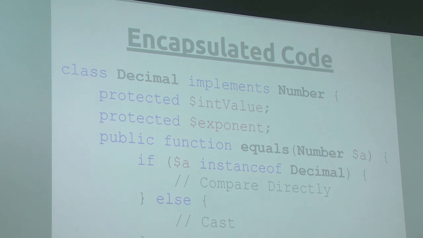The efficient way to do it is splitting up two values, where you have an integer value and then an exponent to tell you where that decimal point goes. Point being, when you want to compare equality, it's a heck of a lot easier if the decimal can do it for you instead of having to cast back and forth. So now, by encapsulating all of that behavior, we're able to actually make decisions and do code the way we want to. Make sense so far?